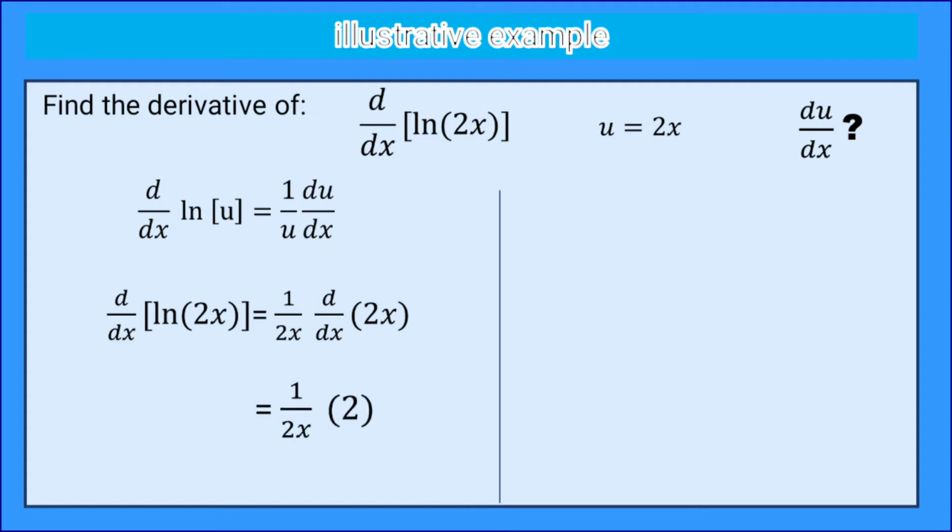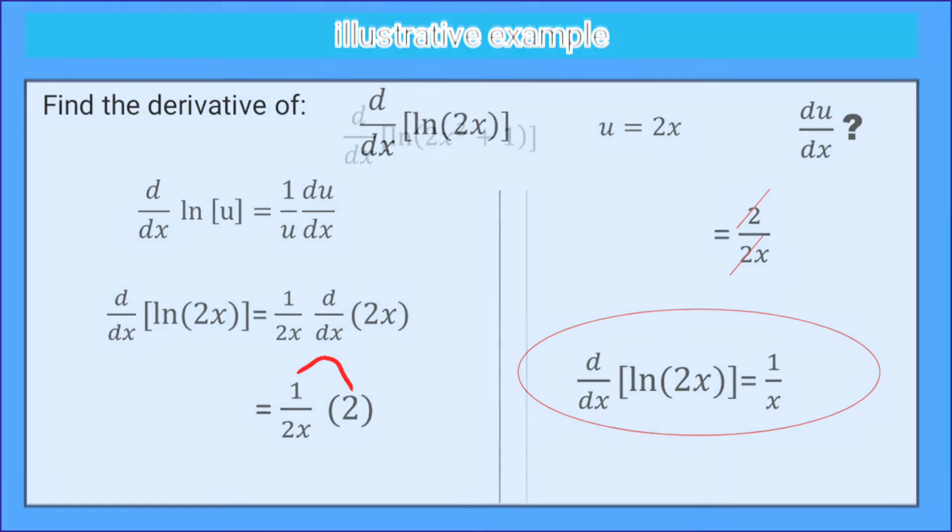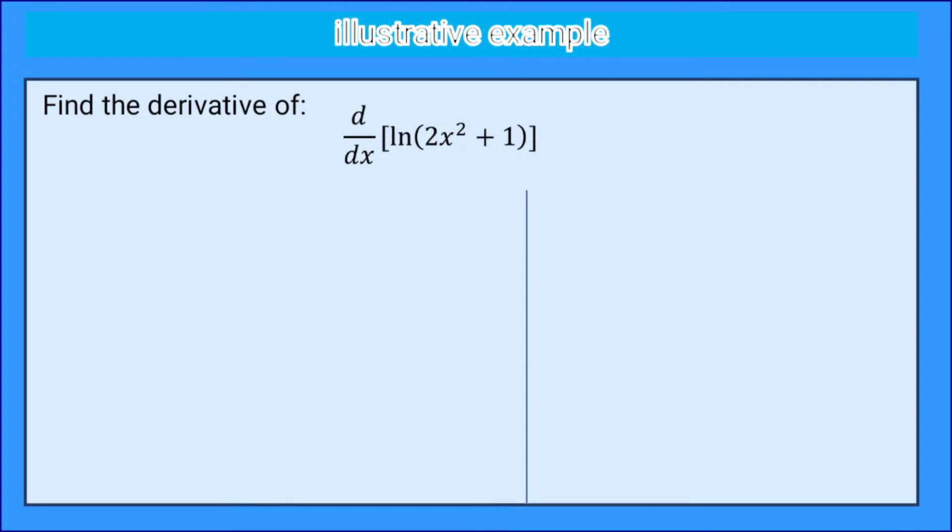And what is the derivative of 2x? That will be 2. Okay, and then multiply both of the numerators that we have. So 1 times 2 is 2, and we can get 2 over 2x. Just simplify, cancel this 2 in the numerator and the denominator. We can have this final answer. The derivative of ln of 2x is 1 over x. Okay, so let us see the third example that we have.